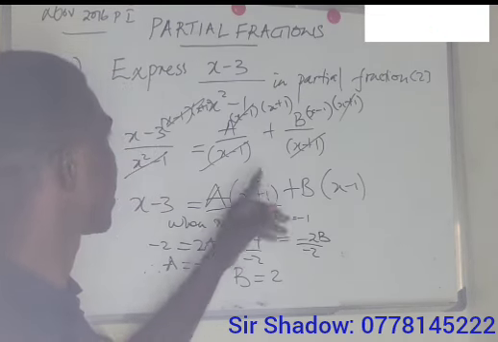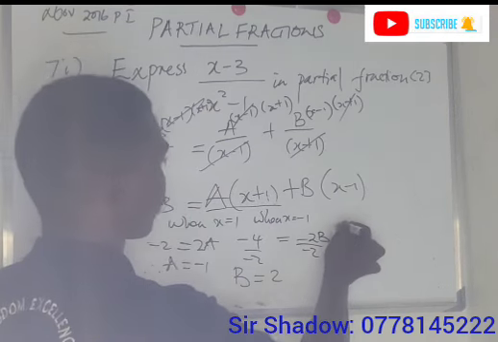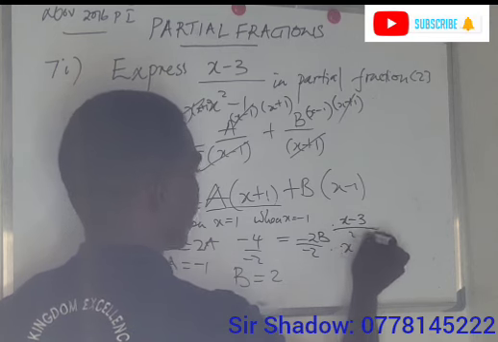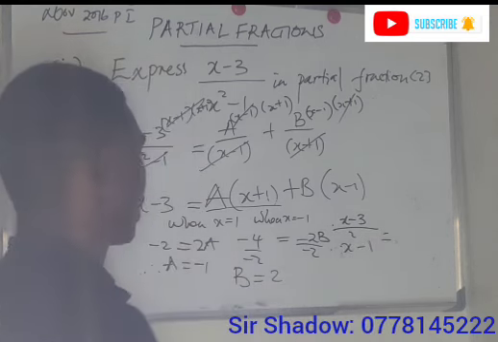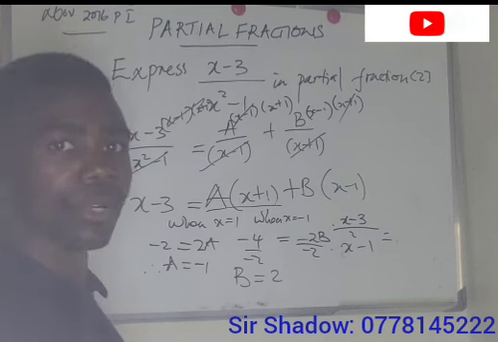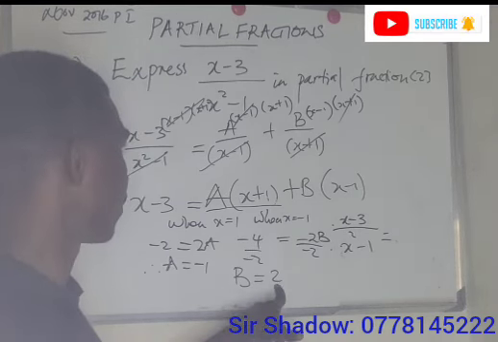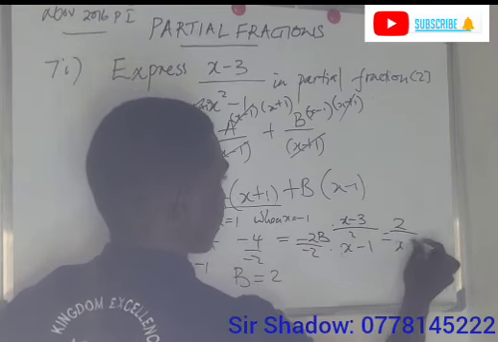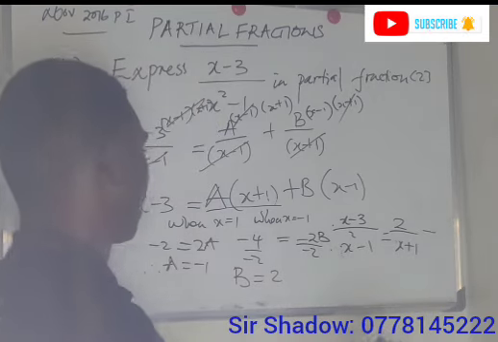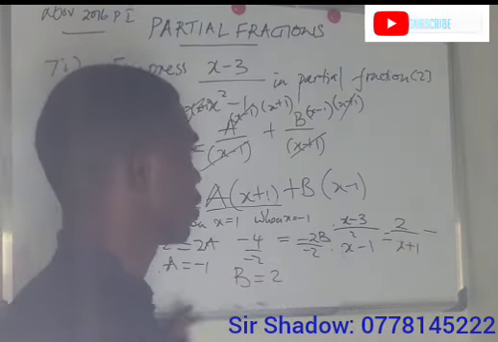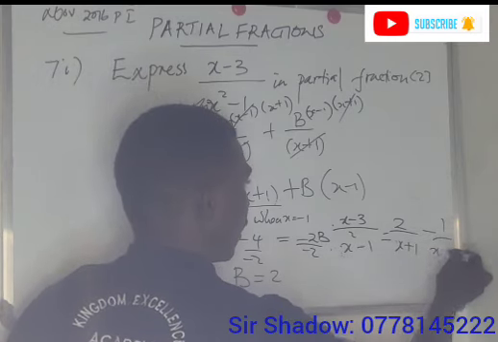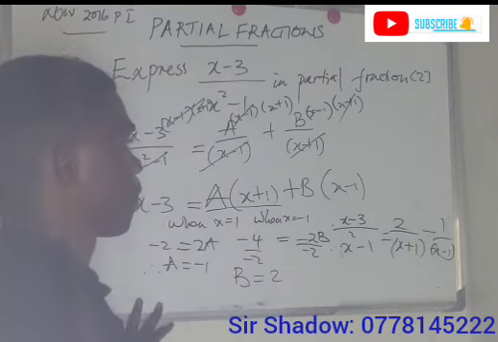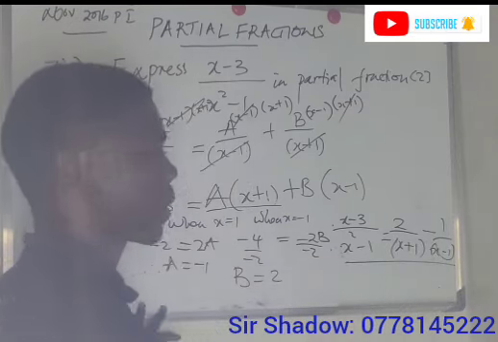Now we have to express it in this form. Just substitute. Therefore x minus 3 over x squared minus 1 is equal to, well, the value of a is minus 1. So you can even start with the positive one. We have 2 over x plus 1 minus, the value of a is minus 1, so minus 1 over x minus 1. So this one is now expressed in partial fractions.